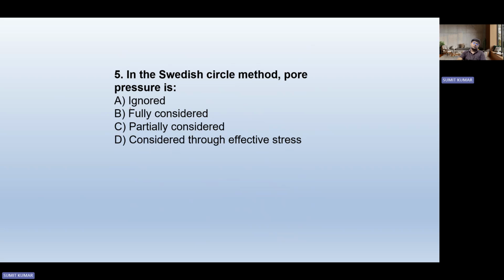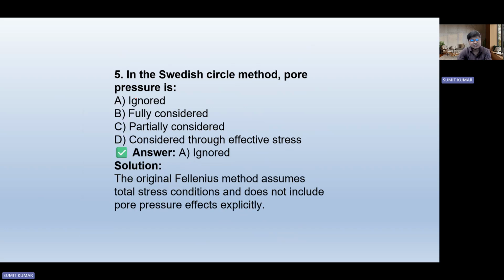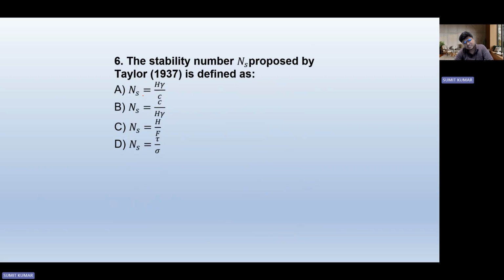Next, in the Swedish circle method, pore pressure is ignored, fully considered, partially considered, or considered through effective stress. So basically, what I have said, ignored, is the correct one, because it has been asked that pore pressure is not considered. The original Fellenius method assumes a total stress condition and does not include pore pressure explicitly.